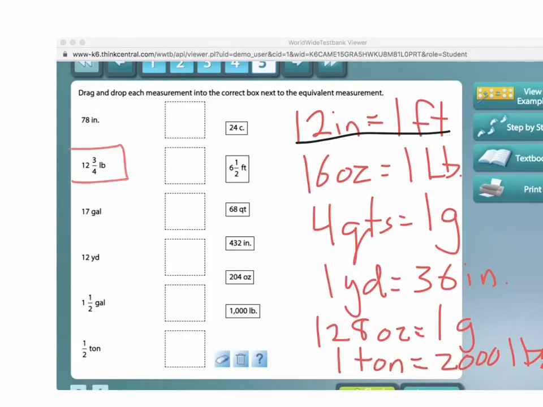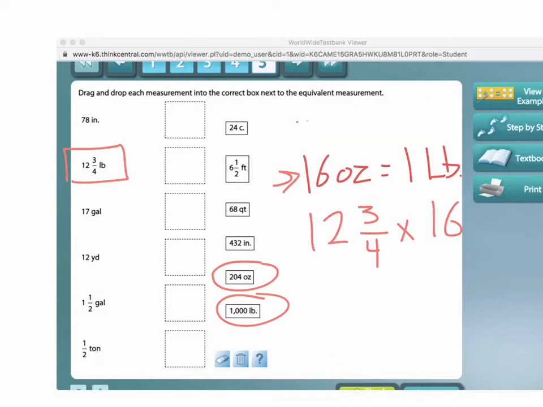Second conversion I'm going to work with is 12 3/4 pounds. 12 3/4 pounds is the same as what? So we're either going to be converting to ounces or pounds. The only one that makes sense are the ounces. So I'm going to go ahead and show how you convert pounds to ounces. We're going to work here with that conversion of 16 ounces equals 1 pound. So because there's 16 ounces in 1 pound, we need to find out how many ounces will be 12 3/4 pounds. So I'm going to set up my expression like this: 12 3/4 times 16.